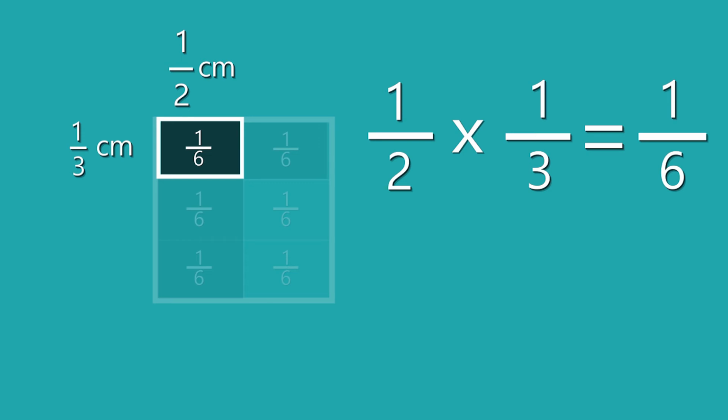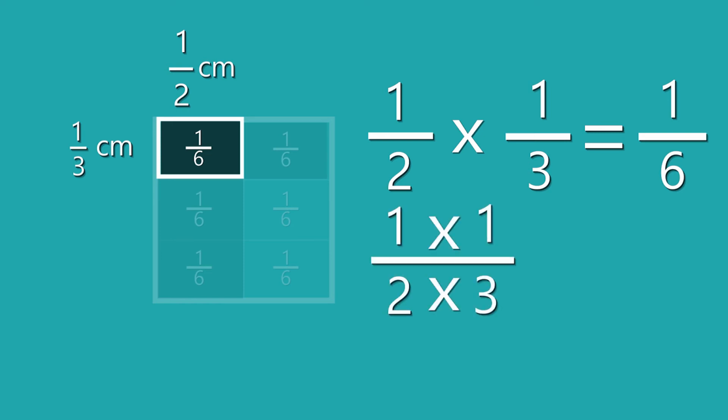And this is a good illustration of our method for multiplying fractions. Now, the procedure for multiplying fractions: we multiply the numerators together, and then we multiply the denominators together. 1 times 1 would give me 1 as my numerator in the answer, and 2 times 3 would give me a denominator of 6. So 1/2 times 1/3 is equal to 1/6.